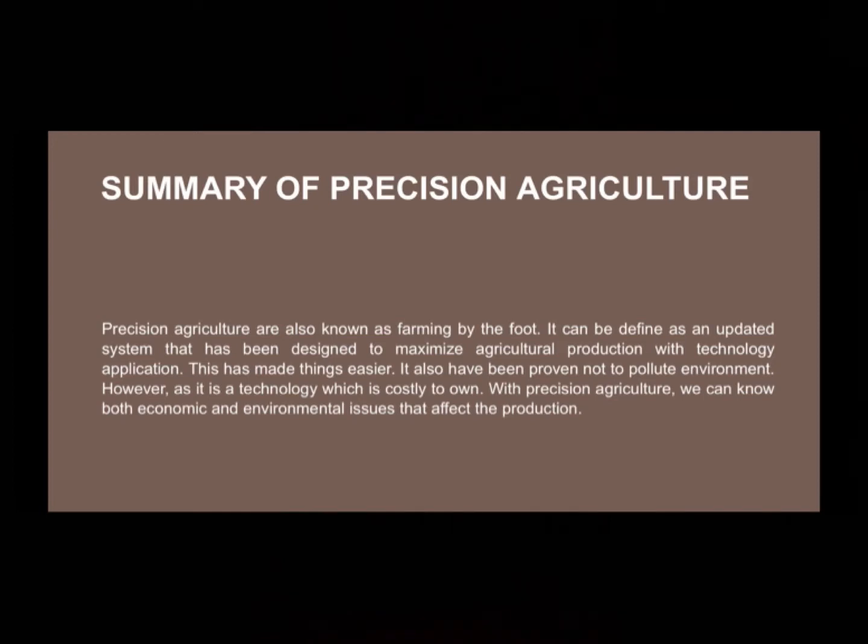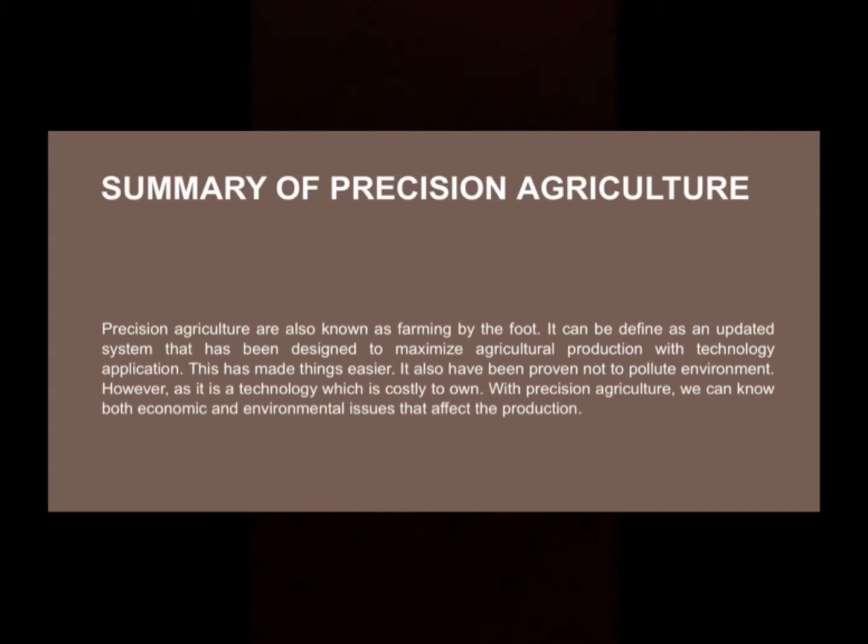Precision agriculture is also known as farming by the foot, which can be defined as an updated system that has been designed to maximize agricultural production with technology application. This has made things easier nowadays. It has also been proven not to pollute the environment. However, as it is a technology which is costly to own, with precision agriculture, we can know both economic and environmental issues that affect the production. It is clear that many farmers are at a sufficient level of management that they can benefit from precision management.